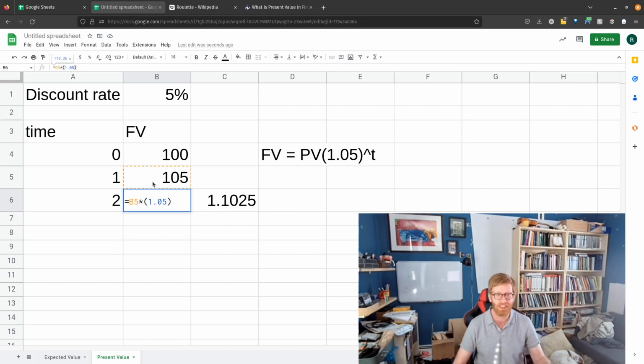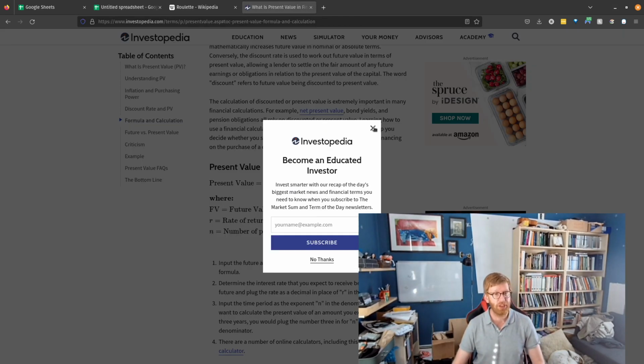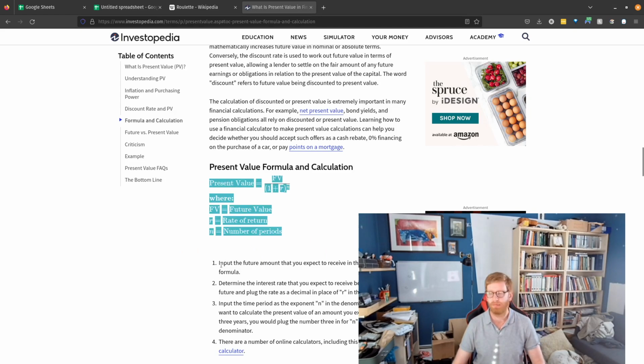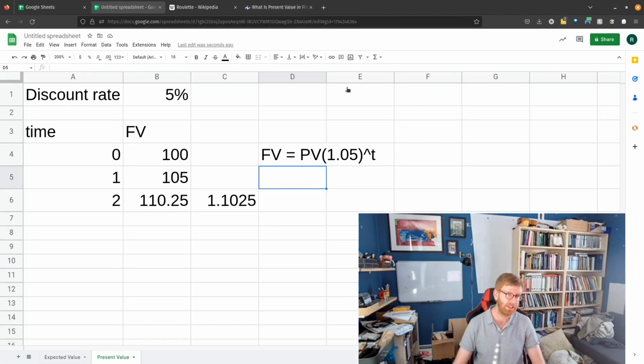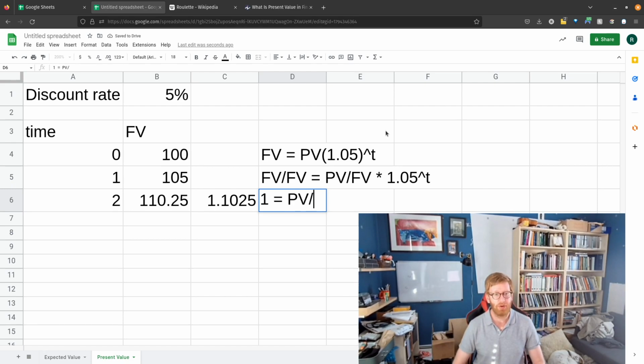So in a spreadsheet, it's kind of easier. We can skip that 8th grade math of exponents. Even though we've all passed 8th grade and we know how to do exponents, it's still an extra moving part. So this might make it a little bit easier to avoid making a silly mistake. But let's go ahead and do it the right way, which is we do a little bit of algebra and move our formula into a form where we have present value on the left-hand side. So future value divided by future value equals present value divided by future value times 1.05 to the power of t. And then this is just 1 equals present value over future value times 1.05 to the power of t.